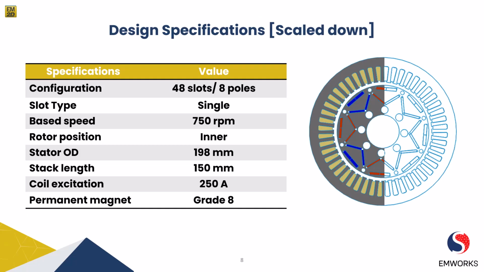So let's begin with our design specification. Our configuration is 48 slot and 8 pole with the base speed of 750 rpm. It's an inert rotor position type motor having a stator outer diameter of 198 mm and with the stack height of 150 mm. We'll be giving excitation of 250 ampere and we have selected a ferrite type magnet with grade 8.